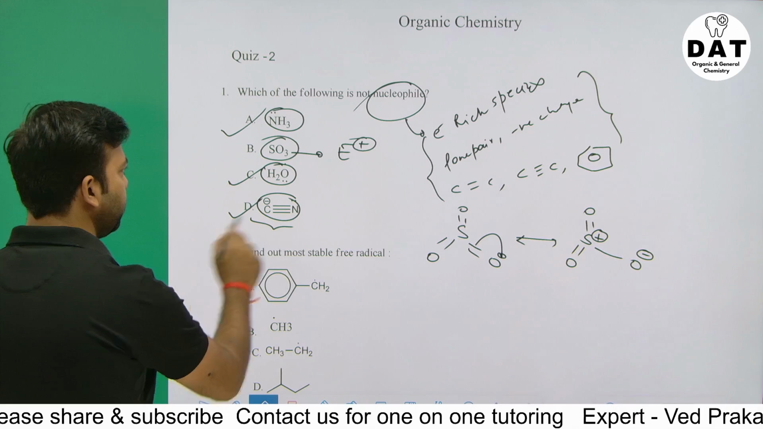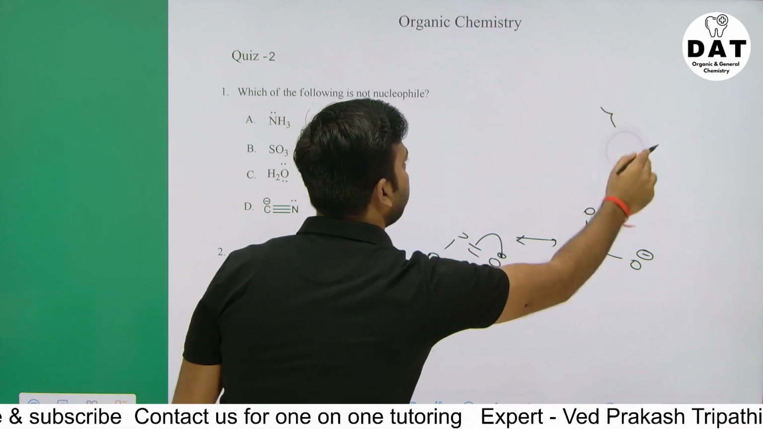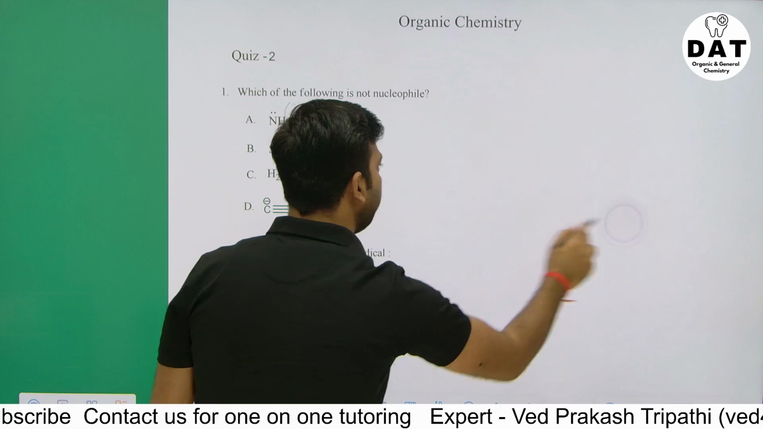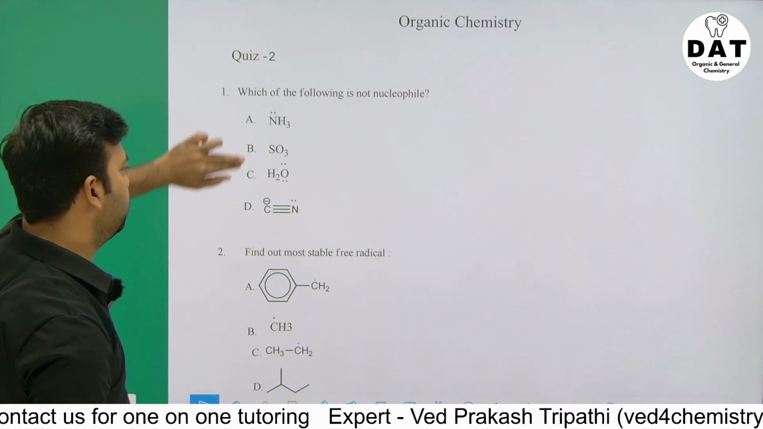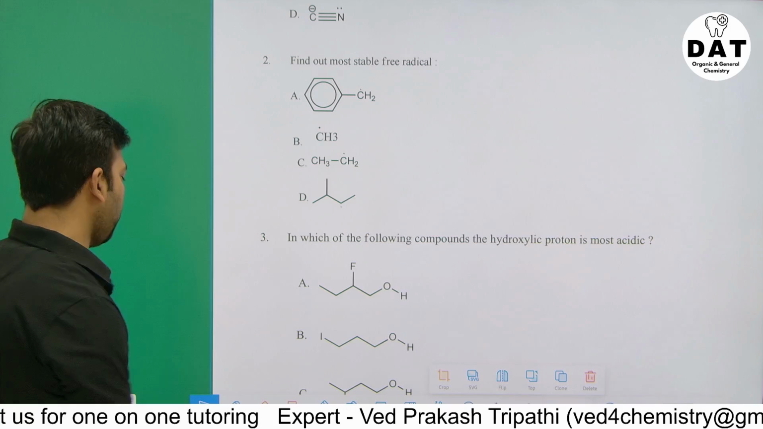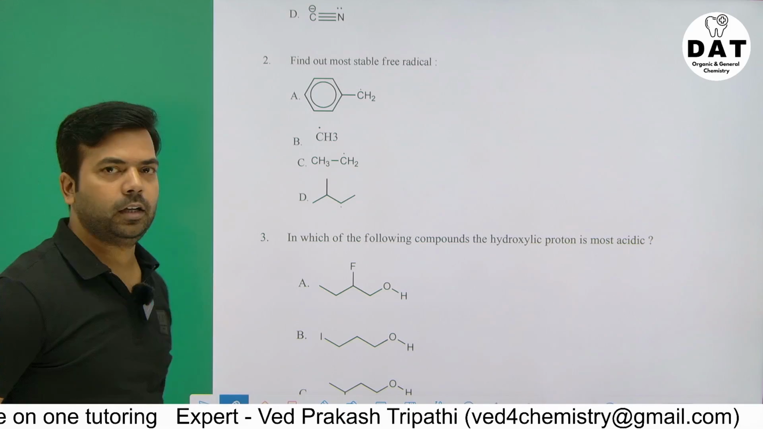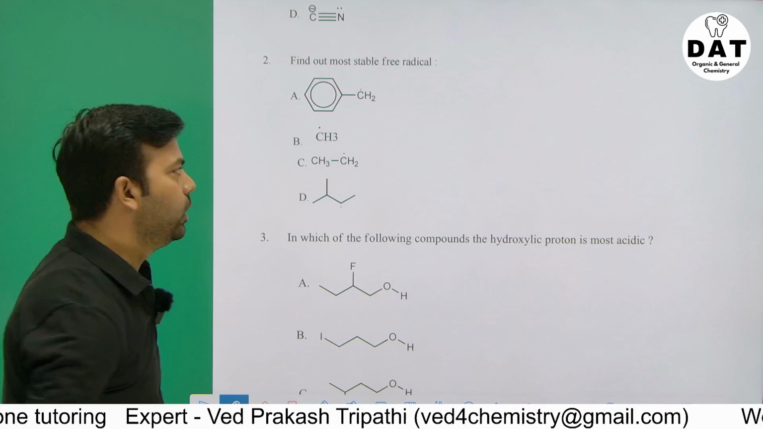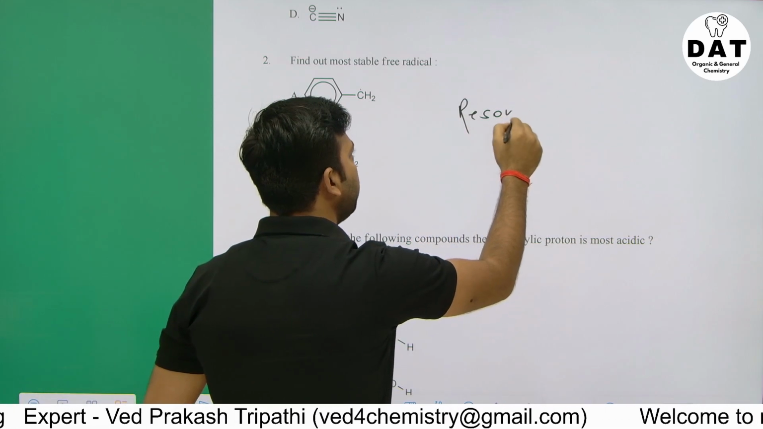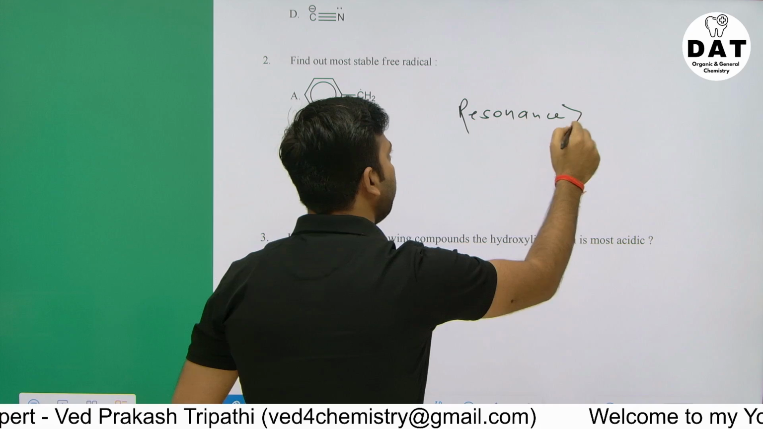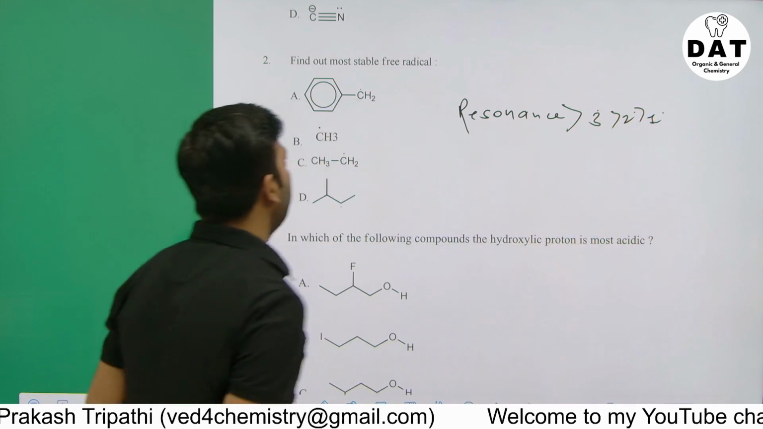And I have to delete this. You can pause the video and try it yourself, okay? The second question is about finding the most stable free radical. I discussed this: a radical's stability depends on resonance. If resonance is common, then give priority to tertiary, then secondary, and then primary.